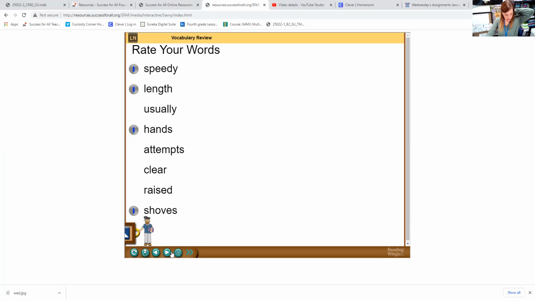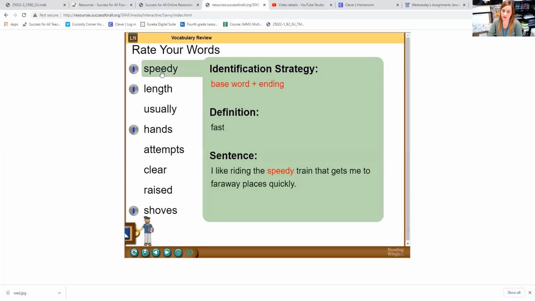Okay, remember that some of these vocabulary words, or actually all of them, are going to be assessed on your test. So it's important that we know these. Speedy. Speedy means fast. See if you can think of a meaningful sentence for speedy. Length means distance. Usually means normally. Hands means give to, gives to.